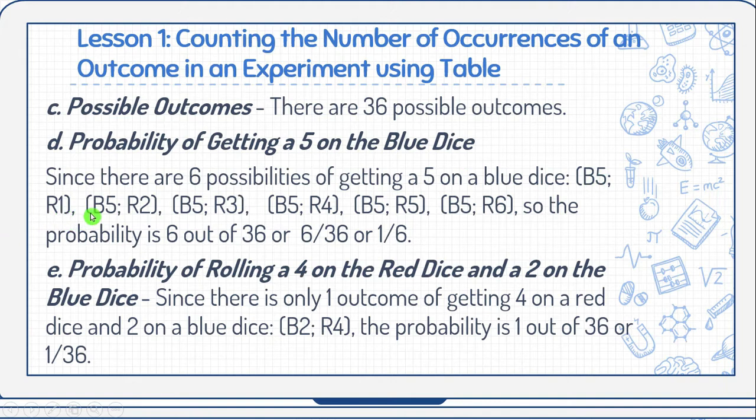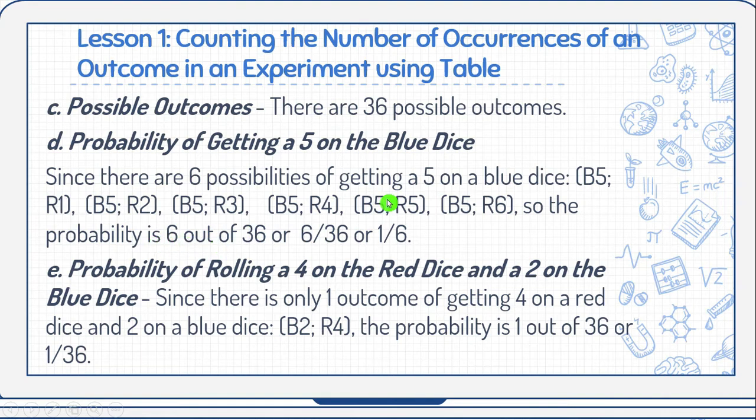We have also B5, yung kapares sa R2. And we have B5, yung kapares si R3. And B5, kapares si R4. And B5, kapares si R5. And B5, kapares si R6. So, the probability is 6 out of 36.